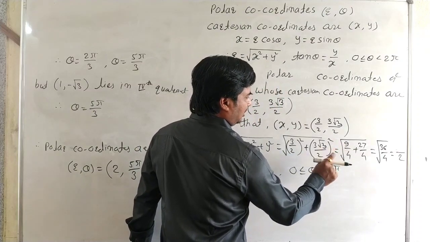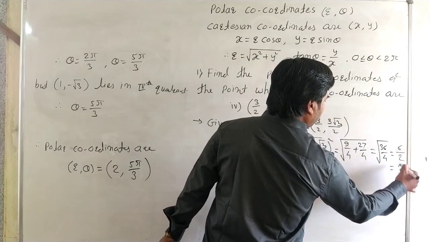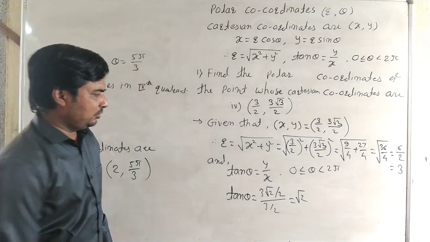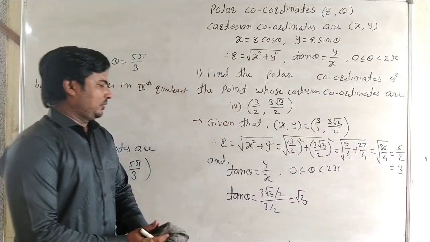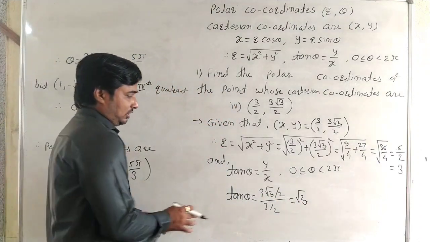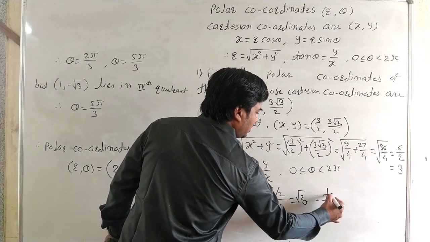27 plus 9, 36. The root of that is 6, so this will be 3. That means the value of r came 3. Okay, r is equal to 3. Now tan theta is equal to under root 3. Again find the principal solution. Tan theta is equal to under root 3, and it is tan pi/3.